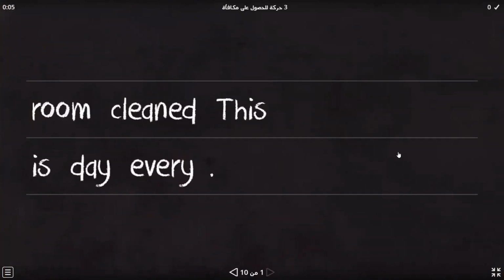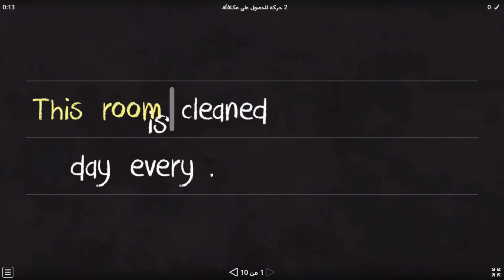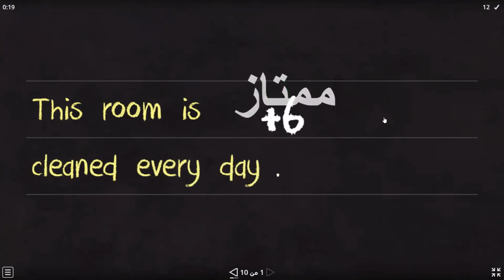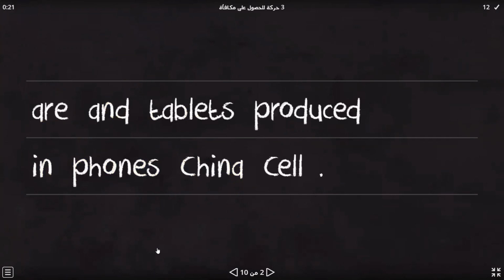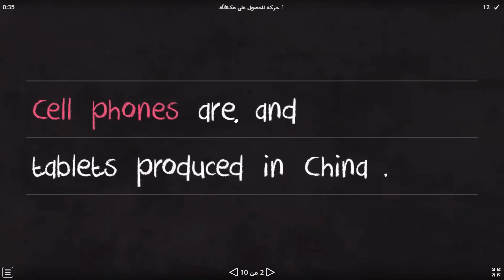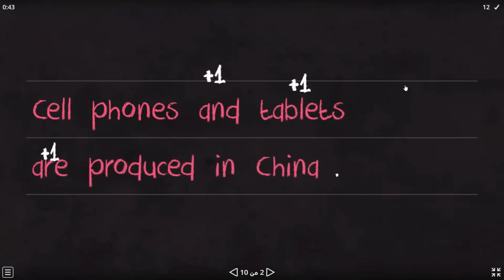Room cleaned. This is day every. This room is cleaned every day. Are and tablets produced in phones China sell. Cell phones and tablets are produced in China.